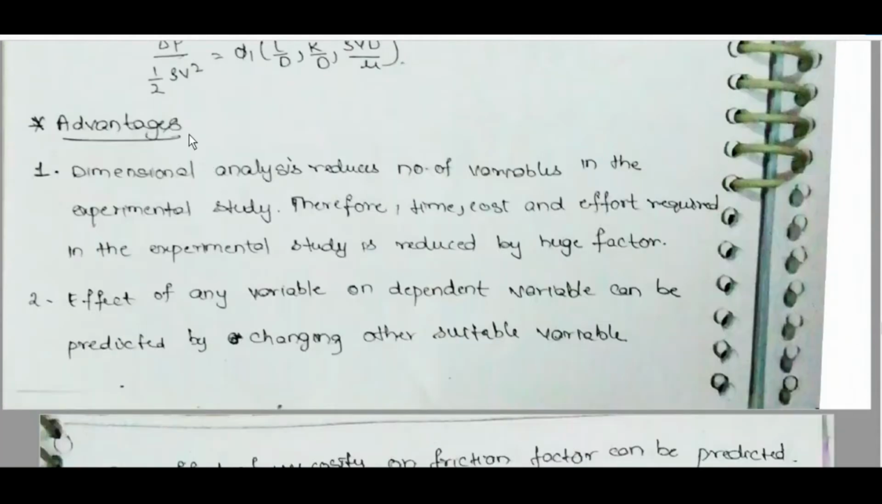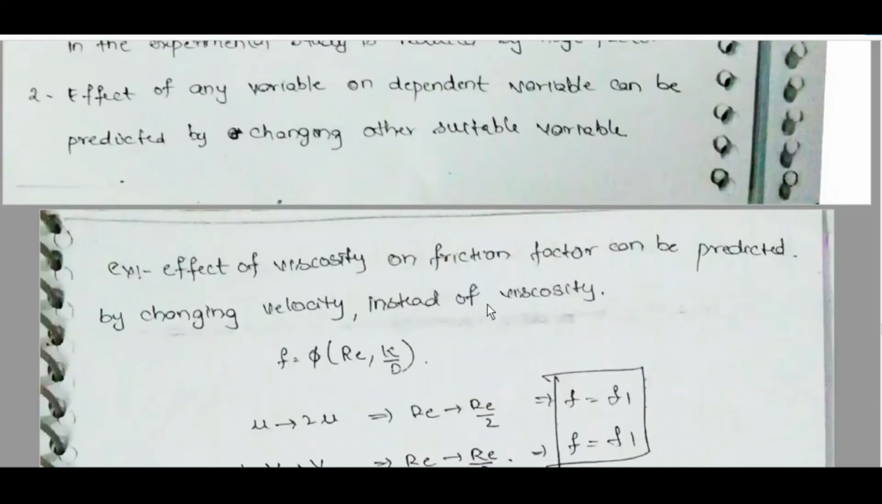Another question also based on the same problem. Advantages: dimensional analysis reduces the number of variables in an experimental study. Therefore, time, cost, and effort required in an experimental study is reduced by a huge factor. The effect of any variable on the dependent variable can be predicted by changing another suitable variable. Example: the effect of viscosity on friction factor can be predicted by changing velocity instead of viscosity.